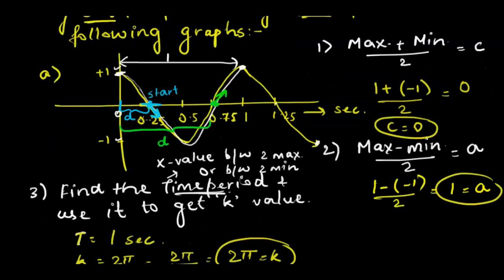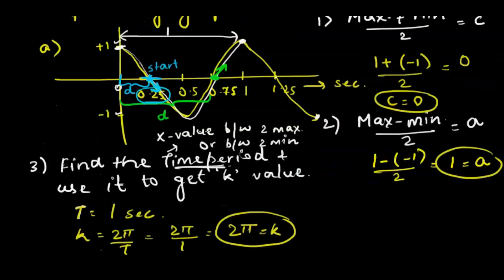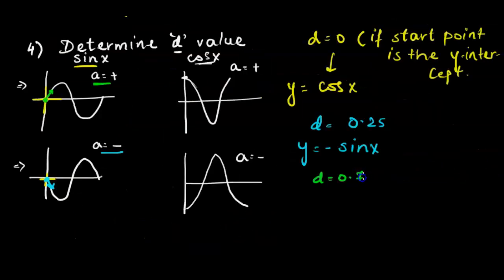So the phase shift is d equal to 0.25, because that's the d value going to be, because d is always the x value from the y-axis to that point. So if d is 0.25, then we will be able to write down y is equal to sine x function graph with a negative. Whereas if we take 0.75 as the phase shift, so if d is 0.75, then the equation would be equal to y is equal to sine x with a positive a.